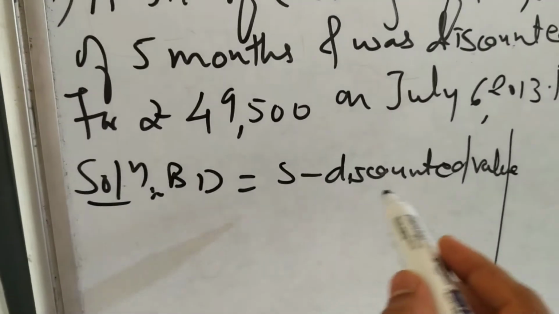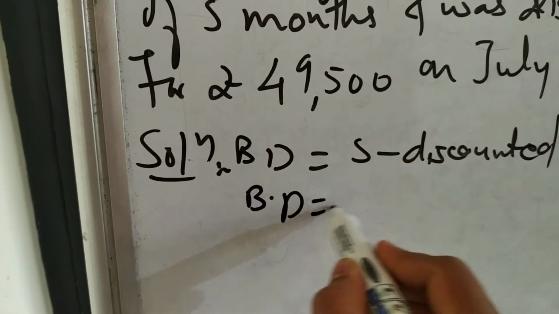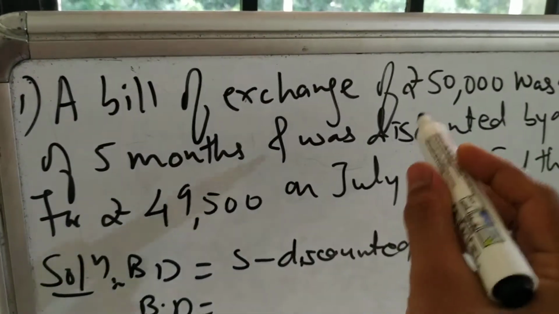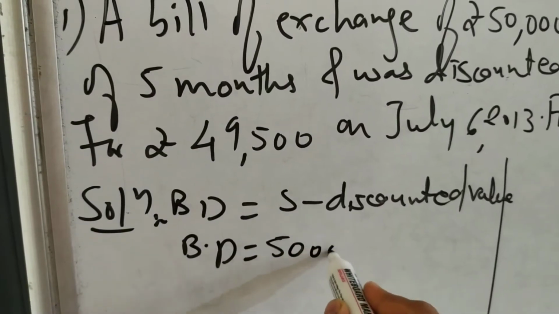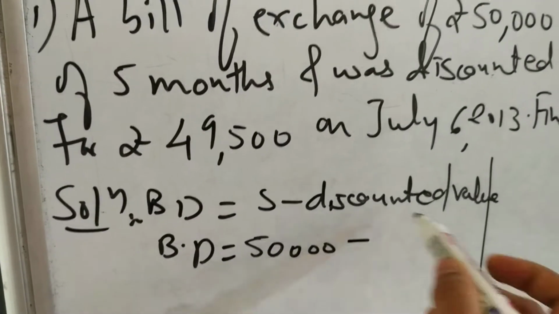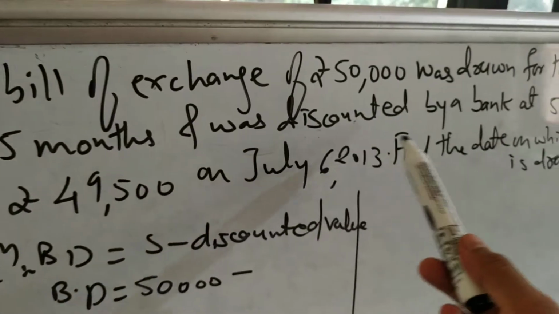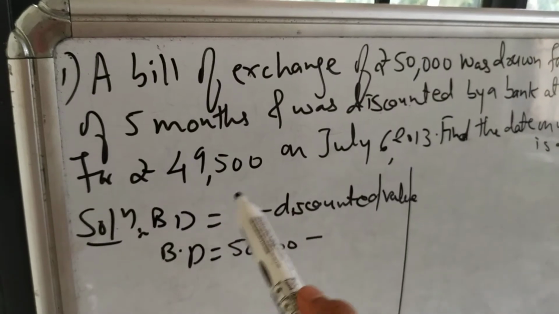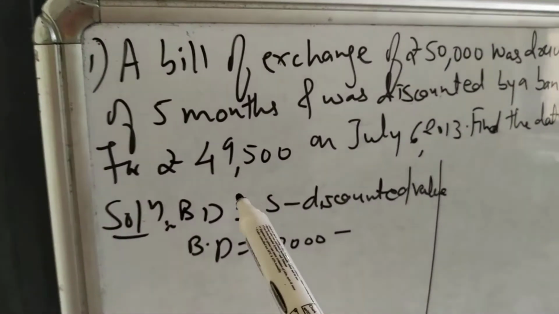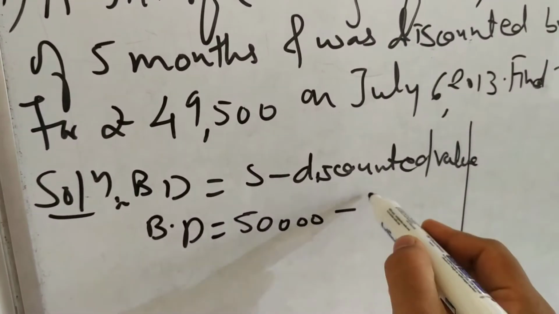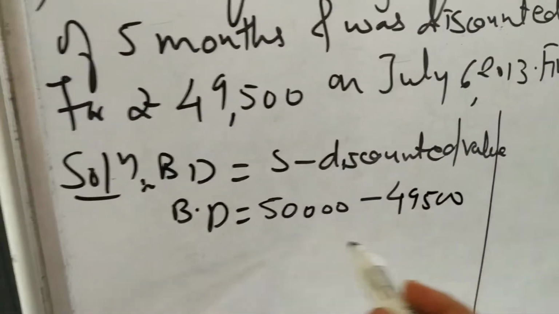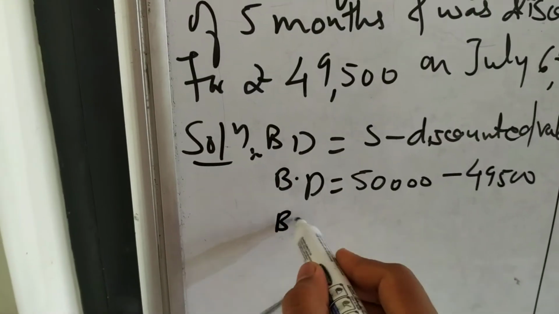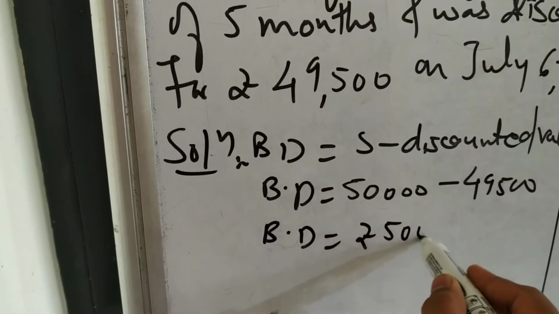We know BD equals S minus discounted value. So BD equals S, which is your face value, that is bill of exchange of rupees 50,000. So S value is rupees 50,000 minus the bill was discounted by a bank at 5% for rupees 49,500. So this becomes your discounted value. So discounted value is 49,500. So subtracting 49,500 from 50,000, we get BD as rupees 500.